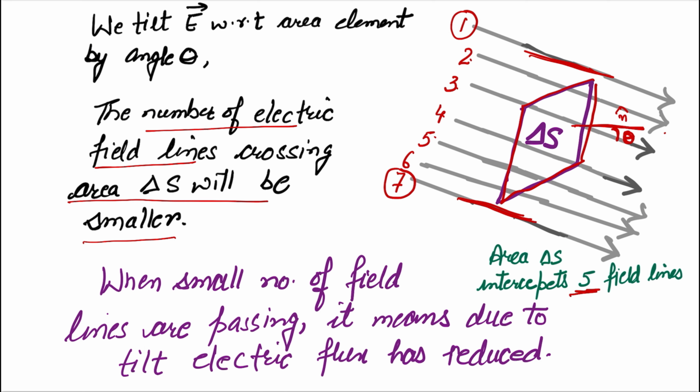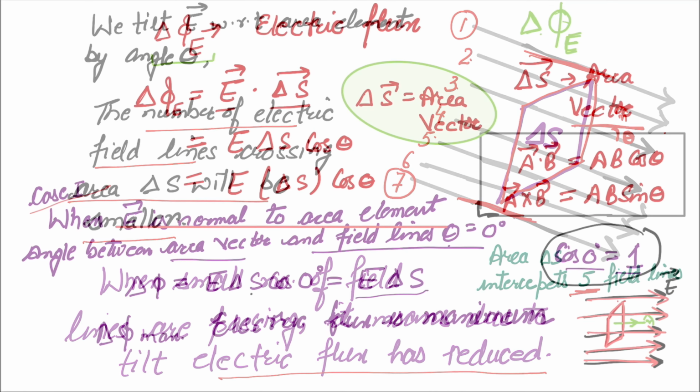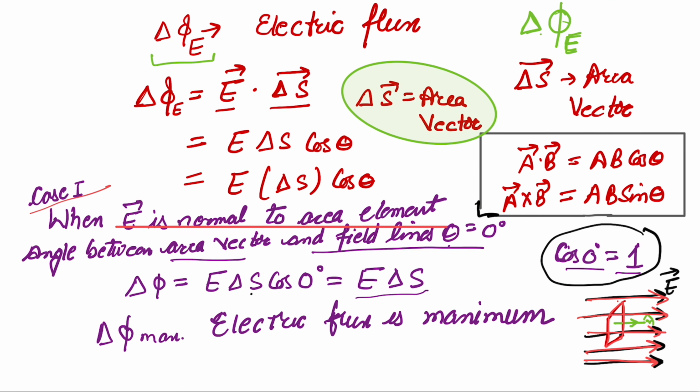So the number of lines has reduced, and we have defined on the previous page that the number of lines has a direct connection with the electric flux. If the number of lines has reduced, it means that due to the tilt in the electric field, the electric flux has reduced. Next is the symbolic representation for the electric flux.